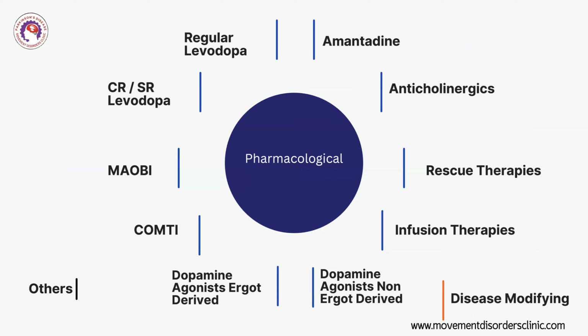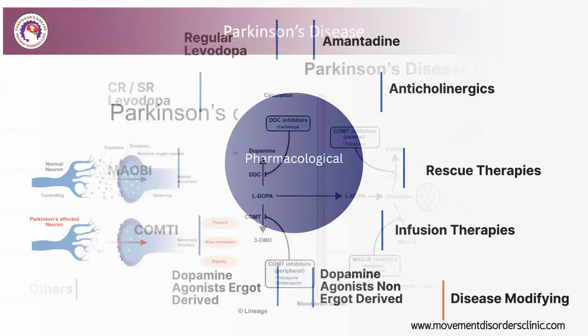In pharmacology, I'm not going to go into detail on each one of them, just giving a glimpse. There are a lot of treatment options which are available, including levodopas, regular levodopa, and controlled or sustained release levodopas, MAO-B inhibitors, that is monoamine oxidase B-type inhibitors, COMT inhibitors, dopamine agonists, which are ergot derived or non-ergot derived, infusion therapies, rescue therapies, anticholinergics, amantadine. These are all the various treatment options or medications what we have for management of Parkinson disease. How do they work?